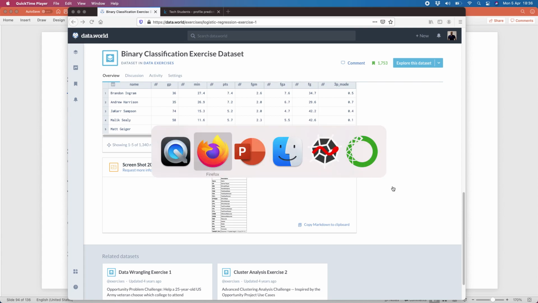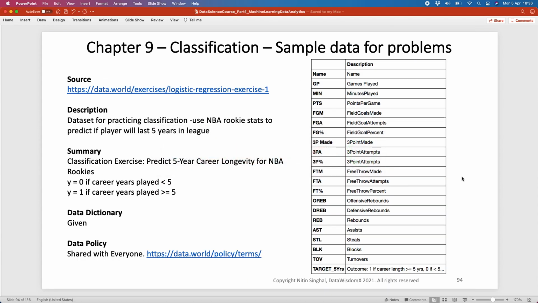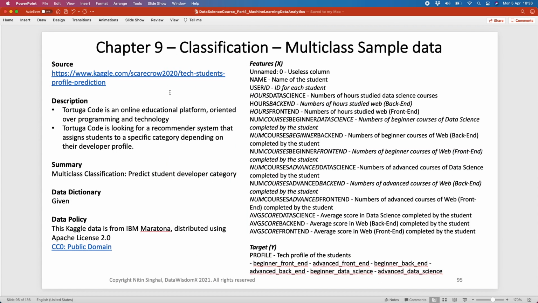And now let's look at the other data set. So this is from Kaggle. Again, it's a public data set. It's from the IBM Maratona application. It's an online educational platform called Tortuga Code. And what they've done is they've got this information regarding students related to their data science and web technologies, front end and back end skills.